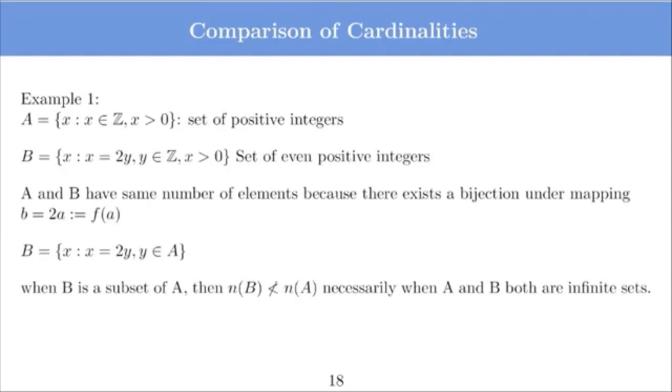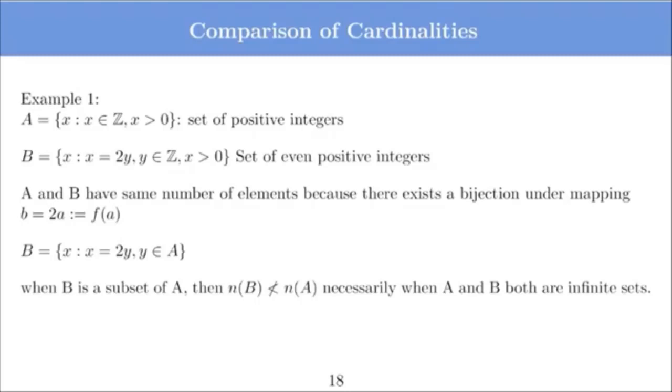So let's see an example for infinite cases. Let's say capital A is the set of positive integers. It is made from all the integers which are positive. And B is the set of even positive integers. It is made from x such that x is equal to 2y, where y is an integer, and of course x needs to be positive. Now, do they have the same number of elements? Someone says A has 1, 2, 3, 4, and B only has 2, 4, 6, so it looks like B is smaller.